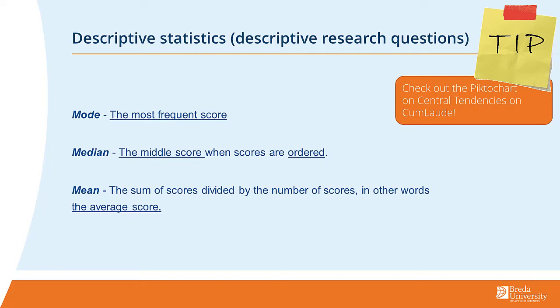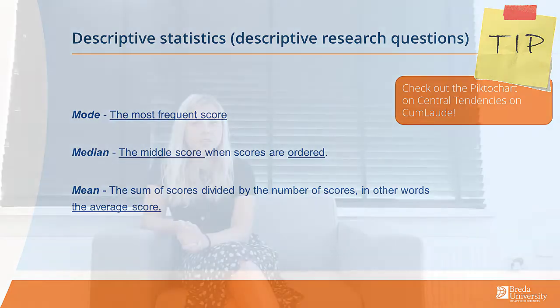What you do is take the sum of all the scores and divide it by the number of scores, so probably the number of people in your sample. You may remember all of this because you may have had this during high school mathematics. You had to calculate the average, the mode, and the median.